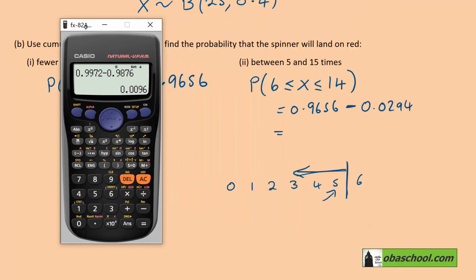And we just need to calculate that. So 0.9656, take away 0.0294, 0.9362.